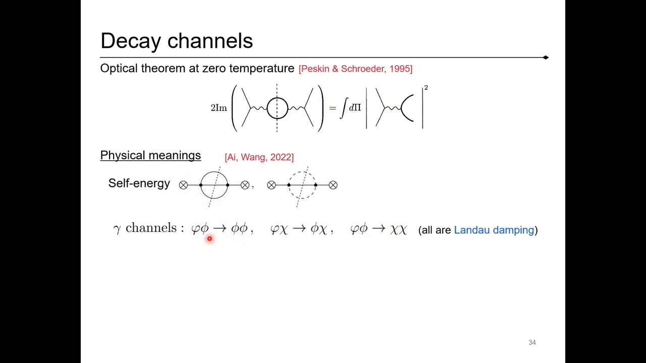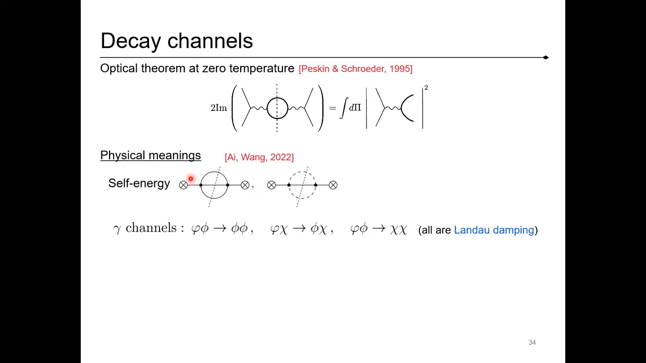Why can you have a particle state on the left? Because at finite temperature, we already have a plasma. It is not like the vacuum. Now we have a plasma, and in the plasma, you already have many particles. So it is possible for the condensate to find a phi particle and scatter with the phi particle into two phi particles, okay?